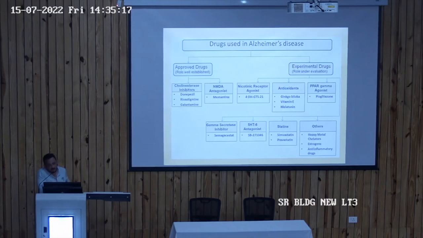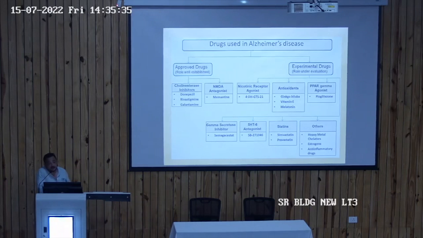It's all experimental. No use as such. Vitamin E, it is an antioxidant, so can be given. Melatonin gives you good sleep, can be added.